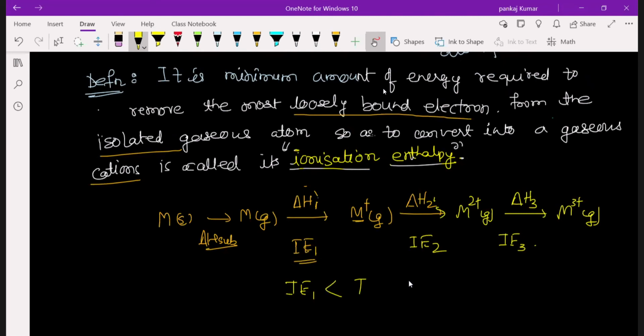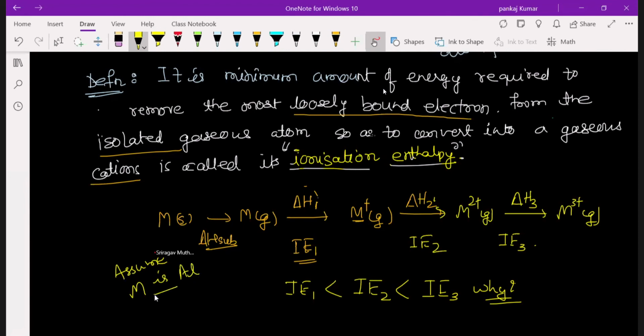Okay, can you tell me why? Let us assume M is aluminium. I have given one example also. Now tell me why I3 will be greater than I2 and I2 will be greater than I1, assuming M is the metal aluminium. Can you tell me the answer? Anyone?